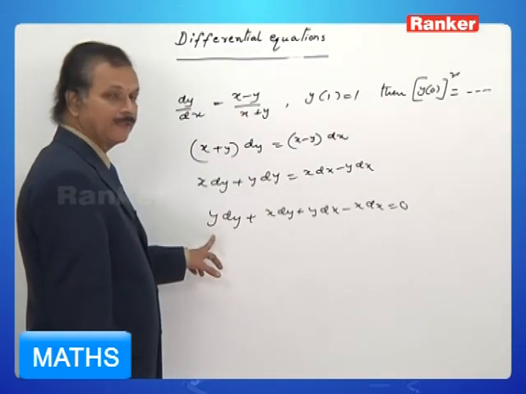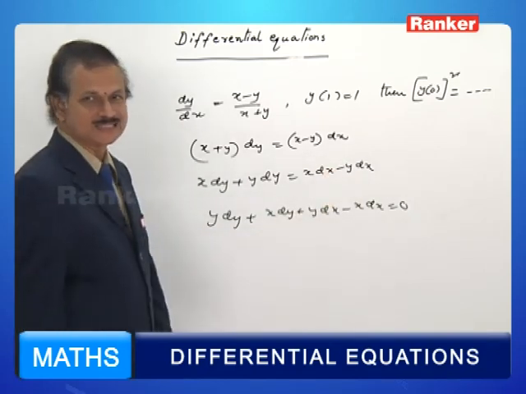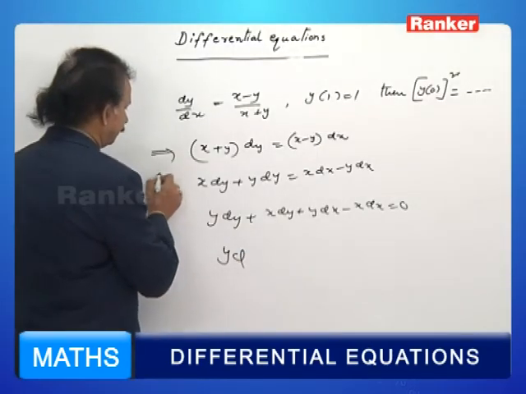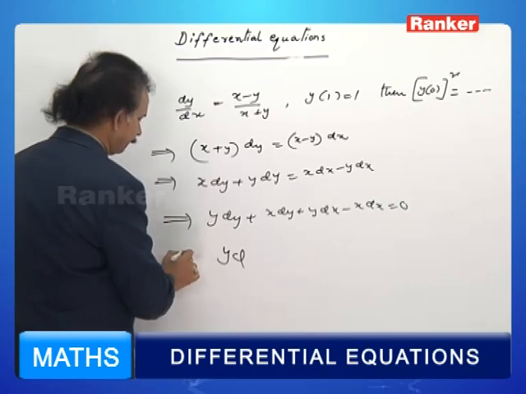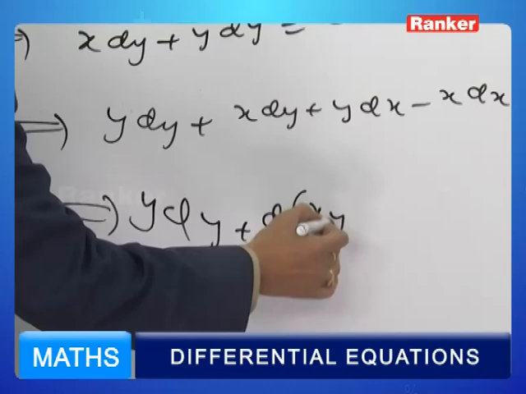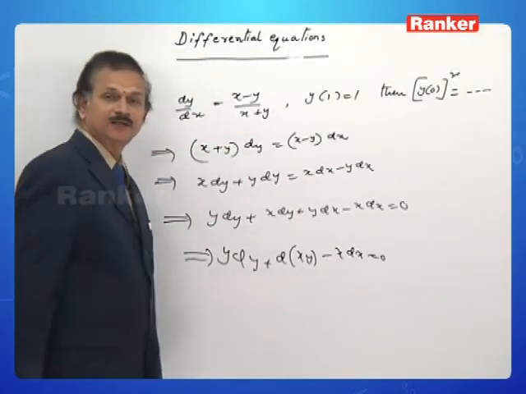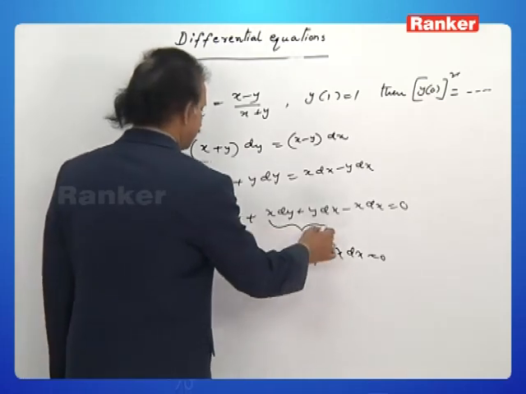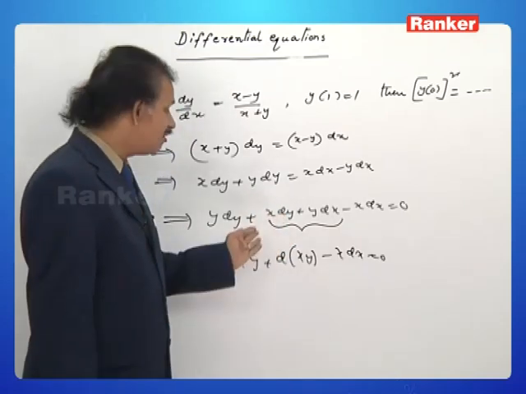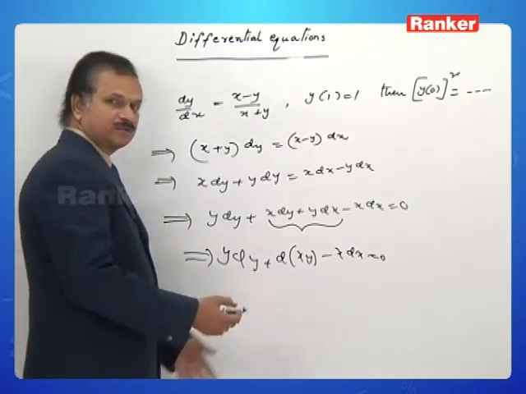y dy, x dy plus y dx, minus x dx is equal to 0, implies y dy plus d of xy minus x dx is equal to 0, correct? You observe this format. We could have already noted this standard shape. It is d of xy. You can remember, you can recollect. Okay, integrate on both the sides.